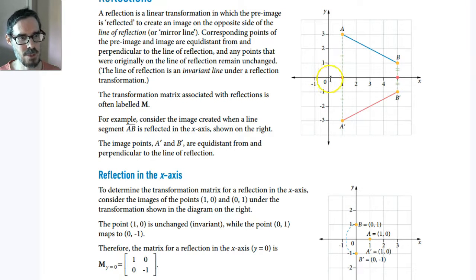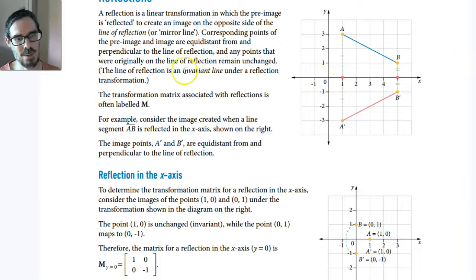If you're trying to do some transformation that involves reflection around a line that goes somewhere else, not through the origin, then you have to do a translation, do the reflection, and then translate back. So all the lines of reflection we're going to use are going to be going through the origin.